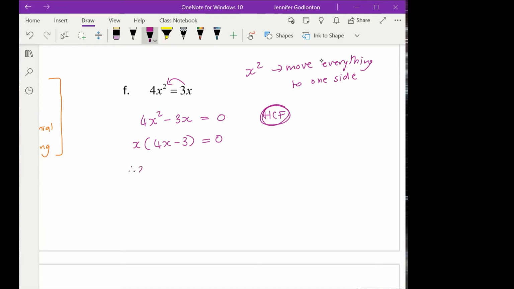So now I've factorized, I can just take my two answers. Therefore x is equal to 0. We can't forget about him. Or 4x minus 3 is equal to 0. So 4x is equal to 3, which means x is equal to 3 over 4. So those are our two answers. Now we need to be careful not to forget about this x being equal to 0, because it's an x squared, which means it's quadratic, which means we have two answers.